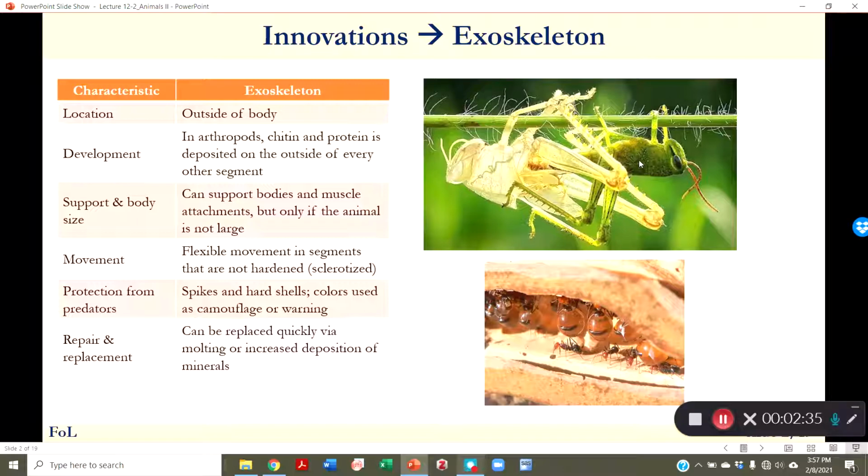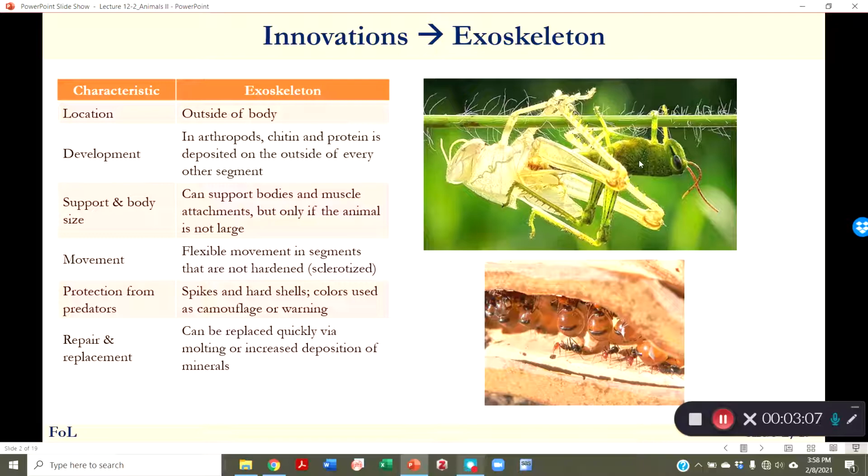The exoskeleton can also protect arthropods from predators. They have spikes, they have hard shells. There are colors that are used as camouflage so that they're not detected by predators, or as warning if they have some sort of toxic substance that is distasteful to predators. They want to let those predators know using warning coloration so the predators don't try to eat them and get that toxin.